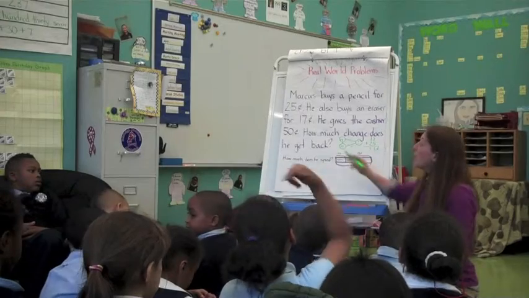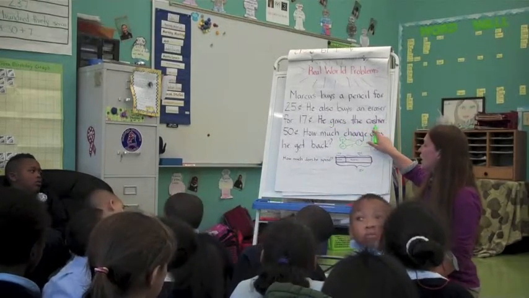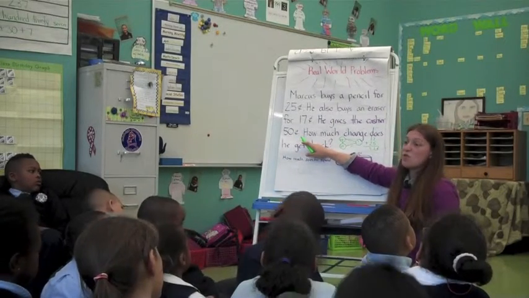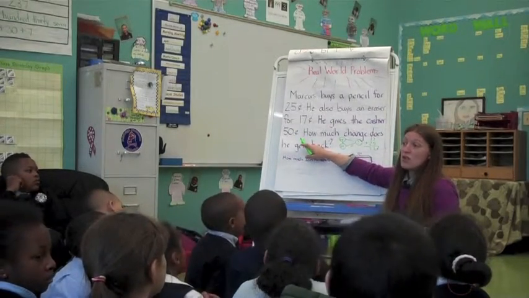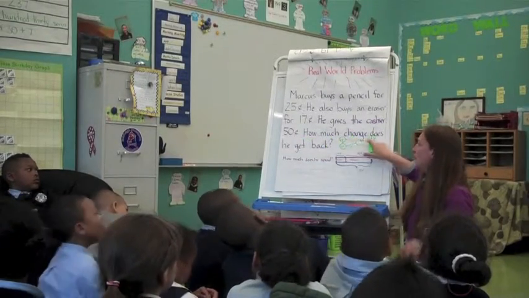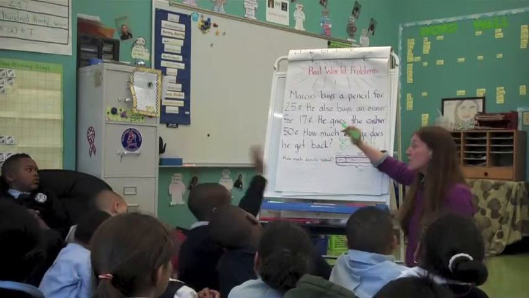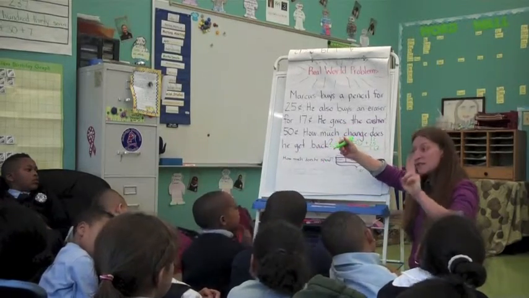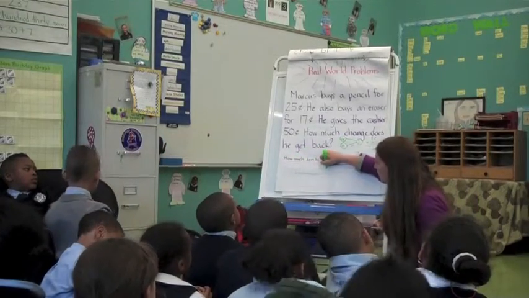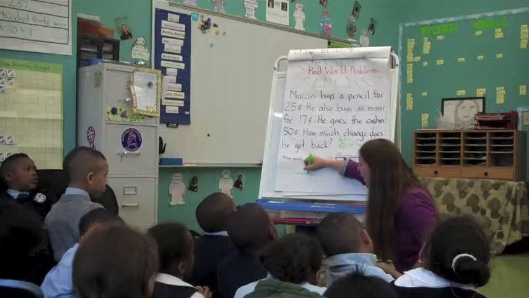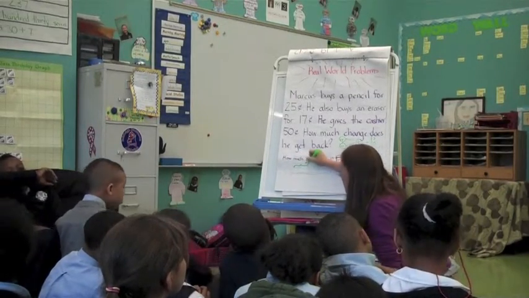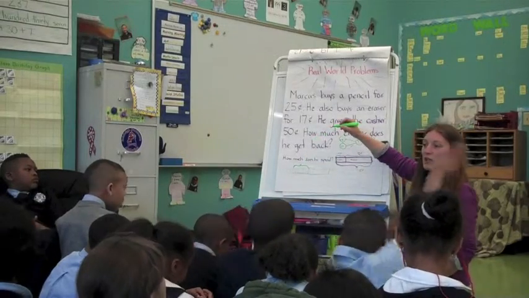Okay. He gives the cashier 50 cents. Maybe Marcus only had 2 quarters. So if he only had 2 quarters, he would have 50 cents. How much change does he get back? So now I have to do my second bar model. So I have how much money Marcus spent, and he spent how much?